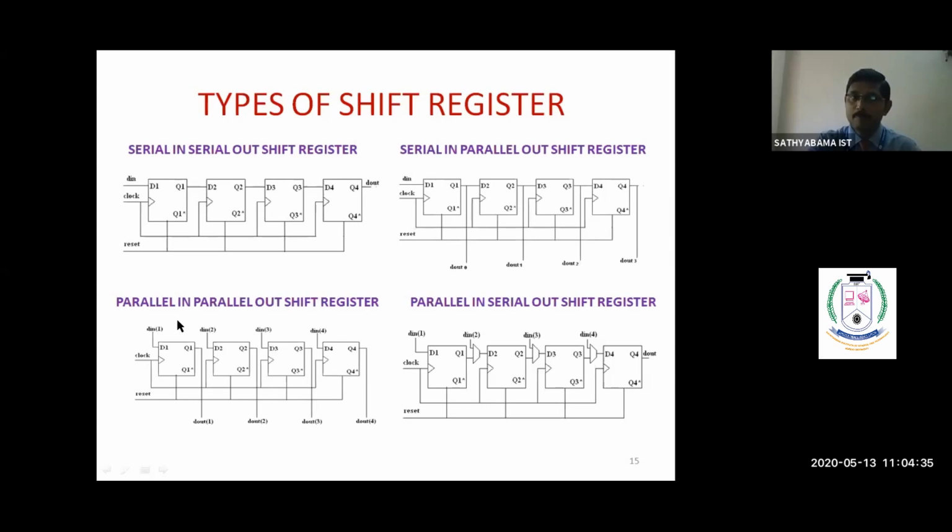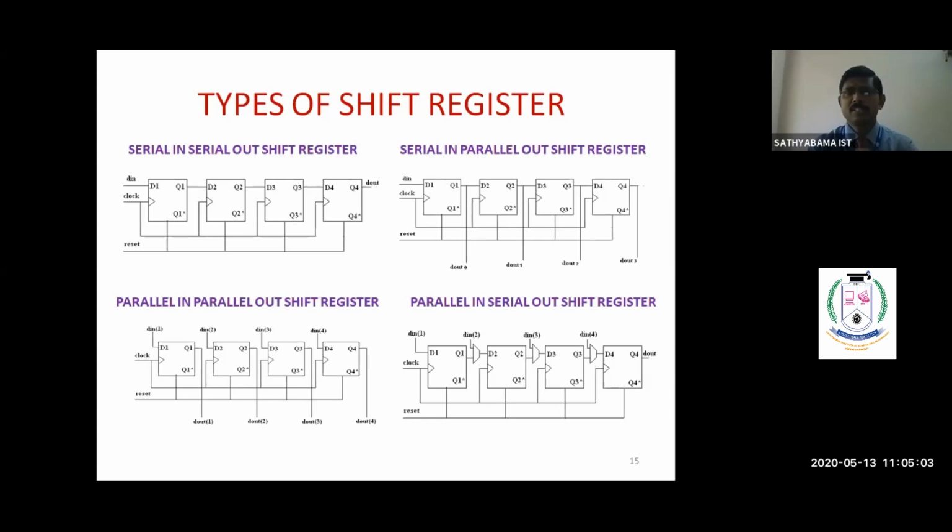Similarly, for parallel in, parallel out shift register, we are loading the data in parallel, and we are taking the outputs also in parallel. Therefore, it is called a parallel in, parallel out shift register. Similarly, for parallel in, serial out shift register, the data is loaded into the shift register in parallel, then the data is shifted from left to right in serial manner. Therefore, it is called a parallel in, serial out shift register. So these are the 4 basic types of shift register.